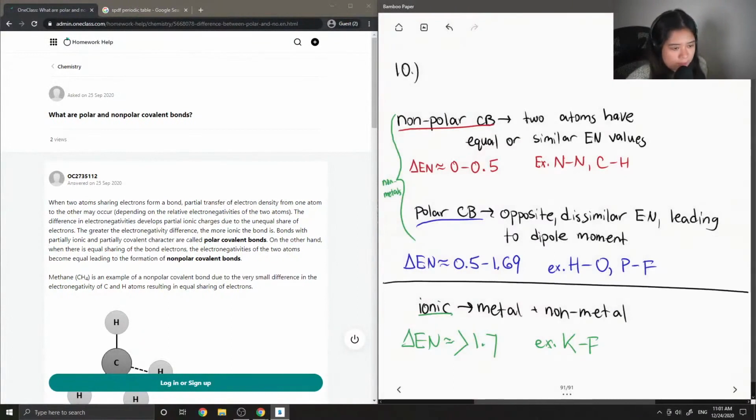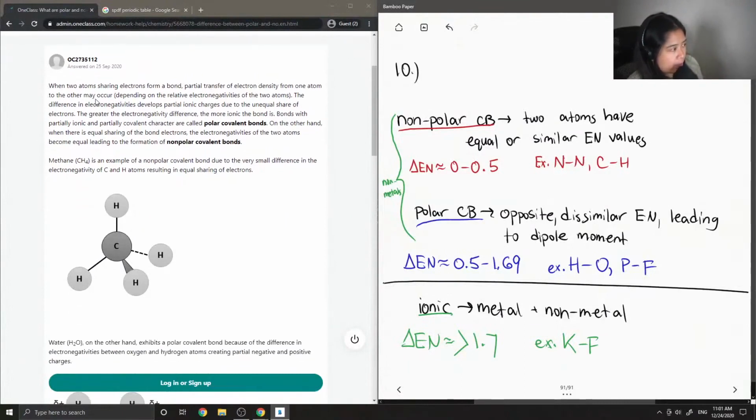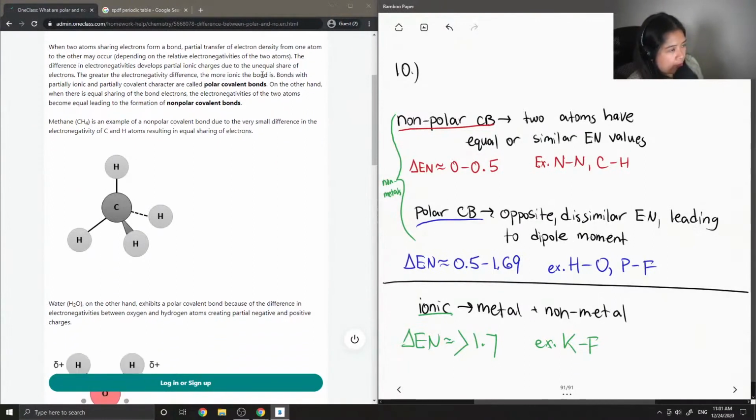Okay, so that's how you differentiate between all the different bonds. The junior tutor said, when two atoms sharing electrons form a bond, partial transfer of electron density from one atom to the other may occur, depending on the relative electronegativities of the two atoms. Difference in electronegativities develops partial ionic charges due to the unequal share of electrons. The greater the electronegativity difference, the more ionic the bond is.